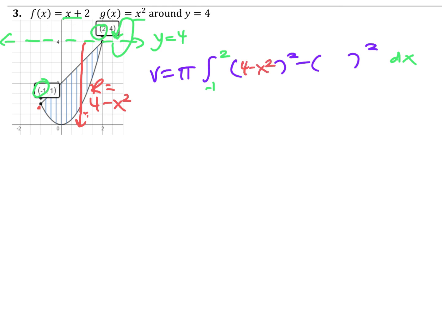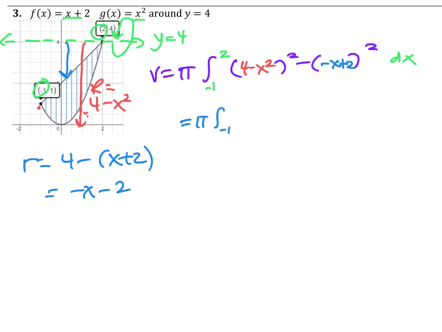And then little r is going to be the length from our curve to the bottom, or the closer piece of the shaded region, which is the line x plus 2. So little r is going to be 4 minus (x plus 2), which is -x plus 2. Go ahead and pause the video and work through this integration on your own, and then unpause the video and see how you did.